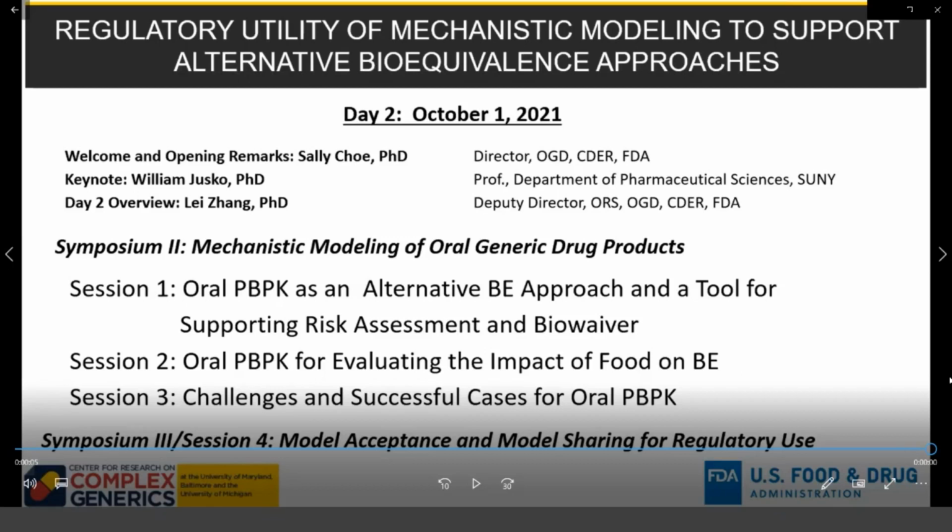Today, we will have two symposia. One symposium, the first one, will focus on oral PBPK modeling with three sessions. Session one will cover oral PBPK as an alternative BE approach and a tool for supporting risk assessment and biowaiver. In session two, we will discuss oral PBPK for evaluating the impact of food on BE. And the third session of the symposium will discuss challenges and successful cases for oral PBPK. We all know oral drug products are one of the major product types in all drug products. An advancement made in oral PBPK modeling would not only facilitate generic drug development by enabling more efficient BE approaches, but it would also have an impact on our global harmonization.